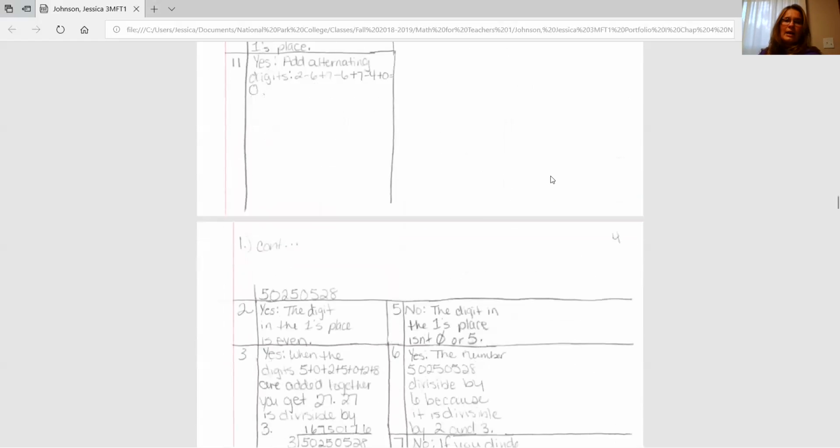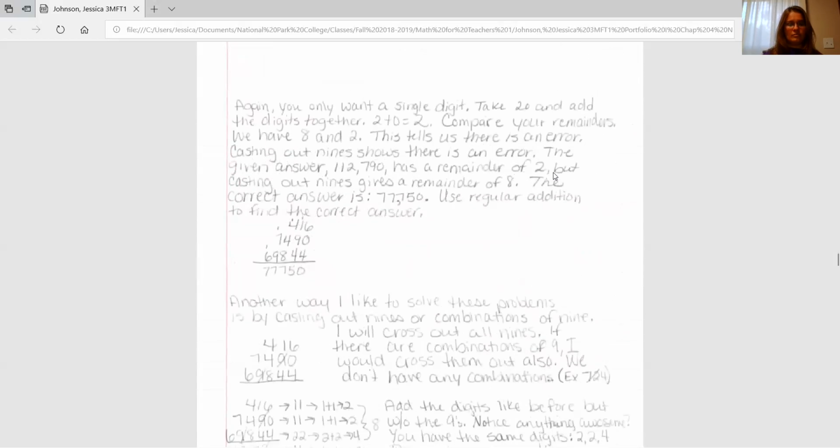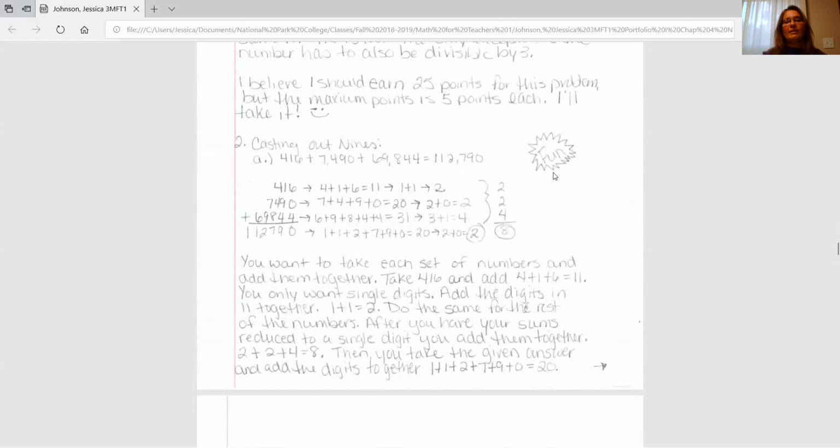Now let's look at casting out 9s. I think casting out 9s is fun. And there are several different ways that you can work out problems casting out 9s. Let me show you the first way.